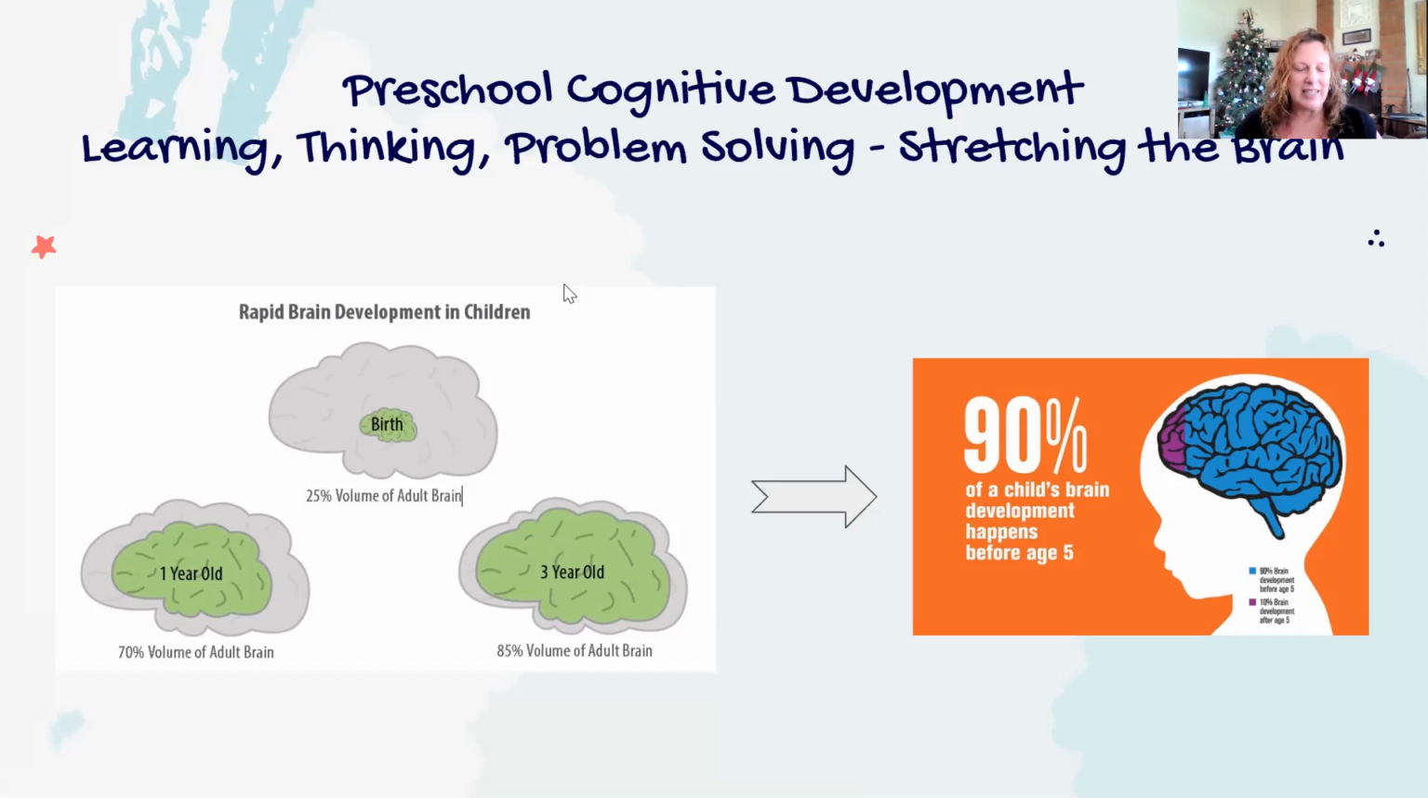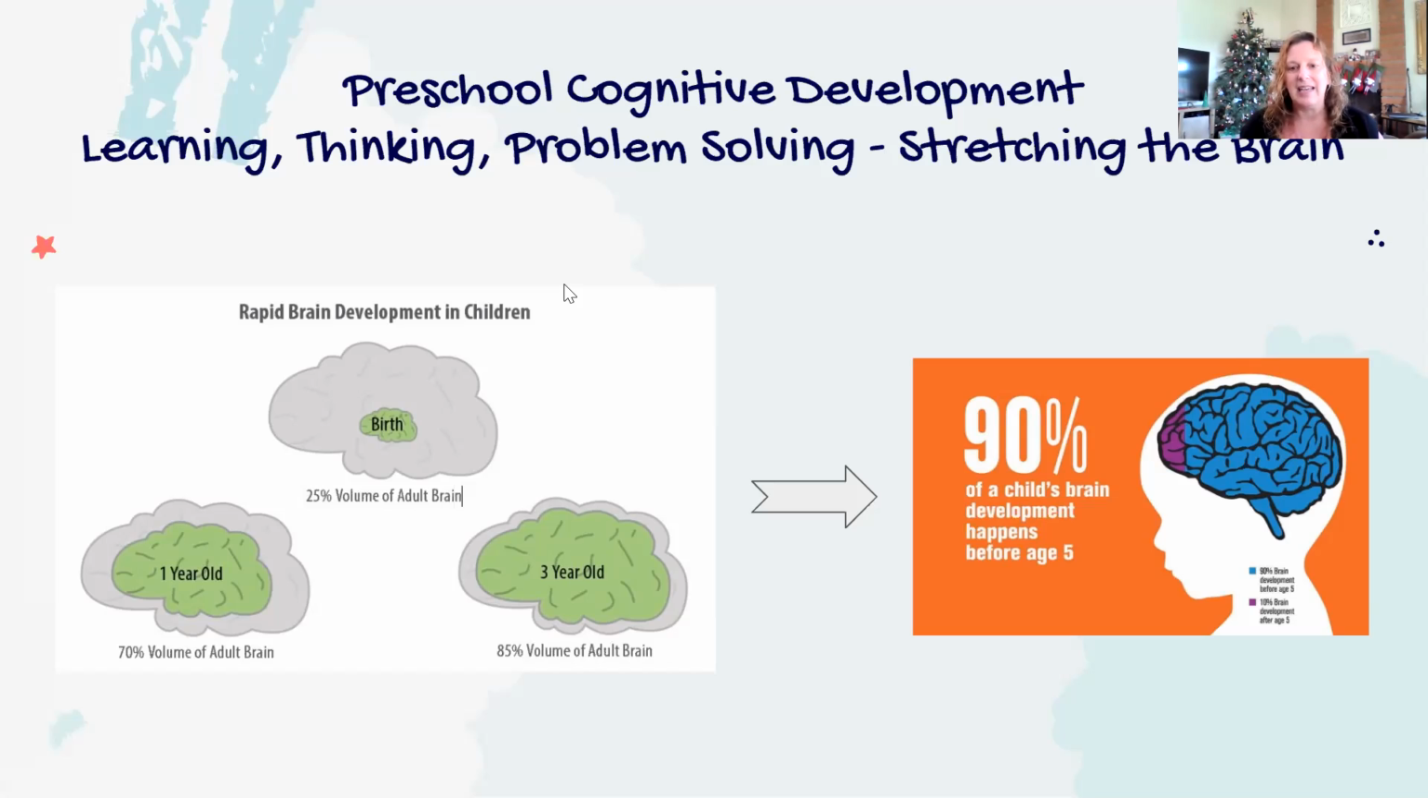It's really important that we bring the science into this presentation so you can understand how equipped our young children's brains are to learn. So if you look at the first picture on your left, it is showing that brain development is very rapid in children. So at birth, there's only 25% of the volume of an adult brain, compared to at 3 years old, it's already at 85% of the volume of an adult brain.